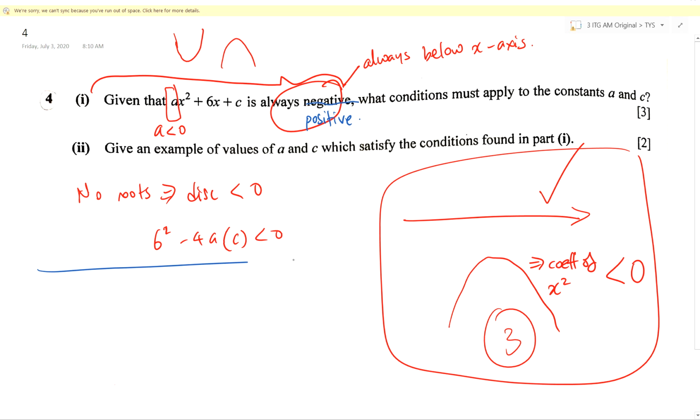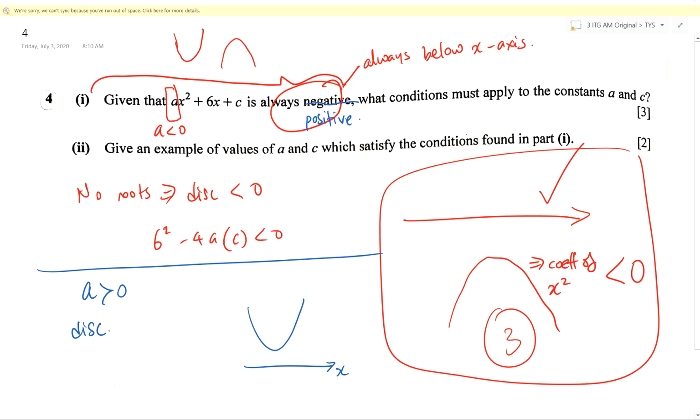Okay, can you tell me what are the conditions now? A must be? What would it look like? What will your parabola look like? Will it still look like this? It must open up and it must be above the x-axis, right? So what is the first condition? A is positive. What about the discriminant?